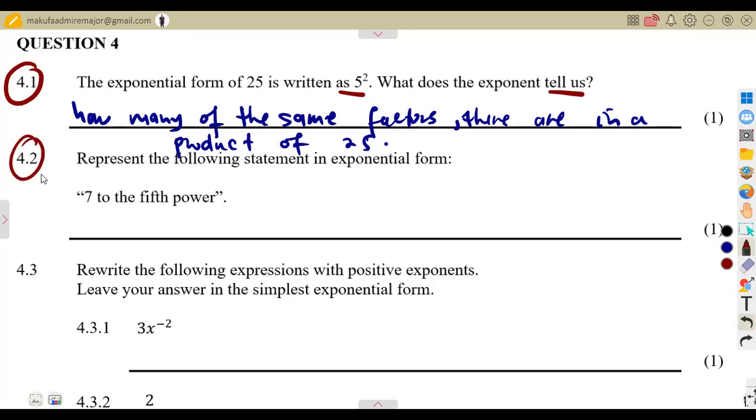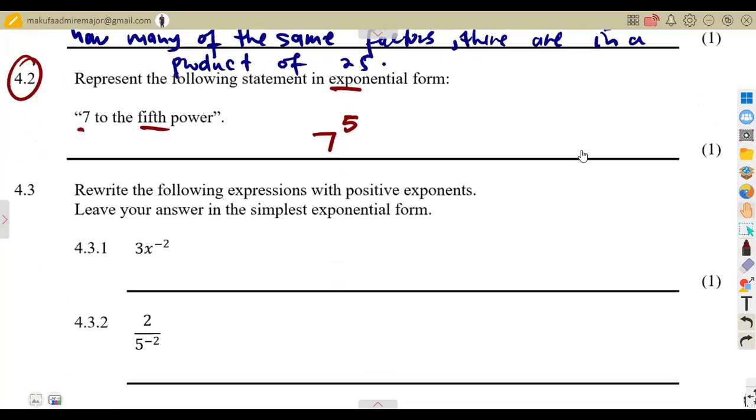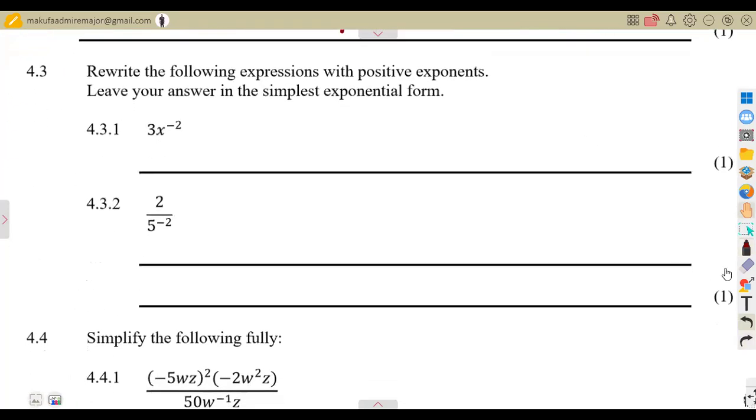Okay. 4.2 represent the following statement in exponential form. 7 to the 5 power. 7 to the 5 power. The power is the 5. Okay. 4.3, rewrite the following expressions with positive exponents. Leave your answer in the simplest exponential form.